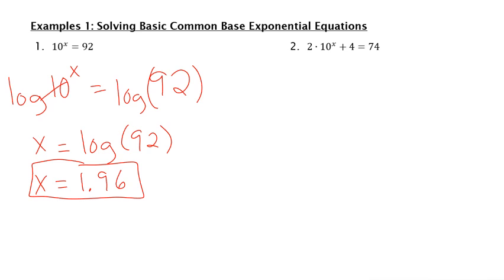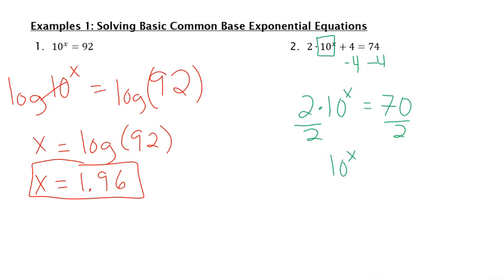For the next problem, same idea. I'm first going to isolate my base, which is 10 to the x. To do that, we're going to go ahead and subtract 4. I'm going to divide by 2. And I always like to leave a little space, knowing that I'm going to end up doing a log there. And now I'm going to do the log of each side.